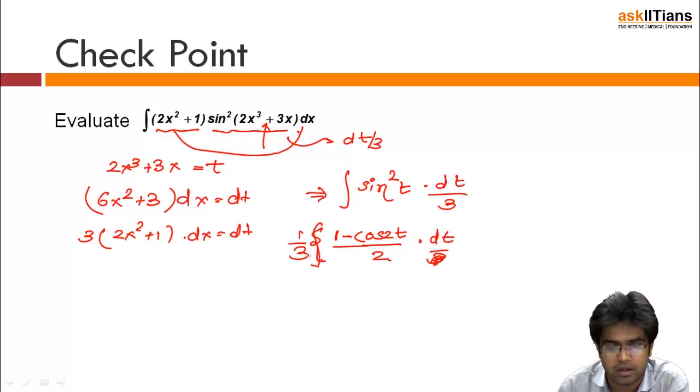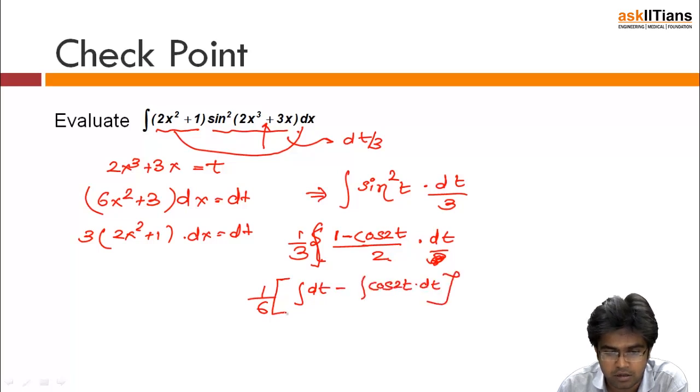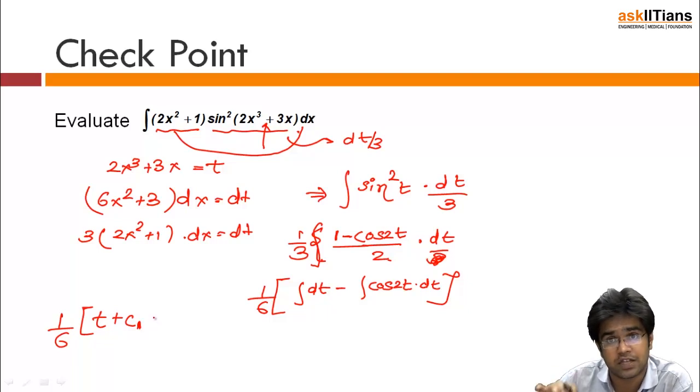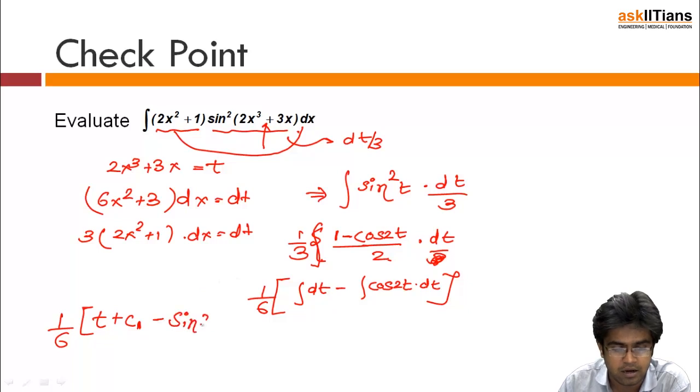Sorry, the 3 is outside already. Now I can take this 2 outside as well. So 1 upon 6, I can use the distributive property, that is integral of dt minus integral of cos 2t dt. So what is this? 1 upon 6, integral of dt is t plus c1, and then integration of cos: differentiation of sine is cos, so integral of cos will be sine. That means minus sine. Now because there is 2t, you need to divide by 2. Again that linear integral property, and that's it, plus another constant c2.